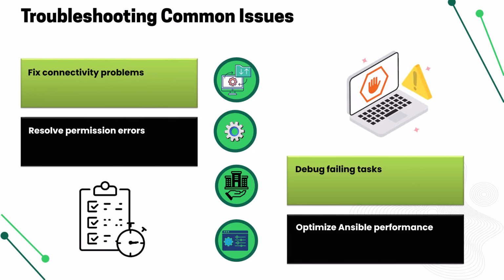Troubleshooting is the detective work of Ansible. Connectivity issues, check firewalls. Permissions errors, maybe it's a pesky user rights problem. Debugging failed tasks, logs will be your best friends here. And performance optimization. Ansible loves efficiency, just like a good espresso machine.